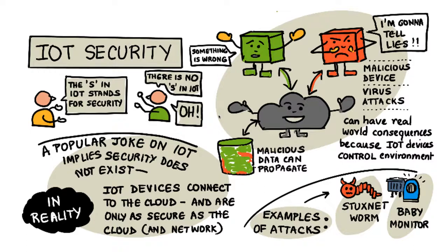Now, in reality, these are devices that connect to the cloud, which means they are as secure as the devices and as secure as the cloud, which means they can be hacked. There are multiple different ways that IoT devices can be hacked, okay? And it's very important that we take a moment to think about these. So the first way it can be hacked is somebody can hack your IoT device itself.